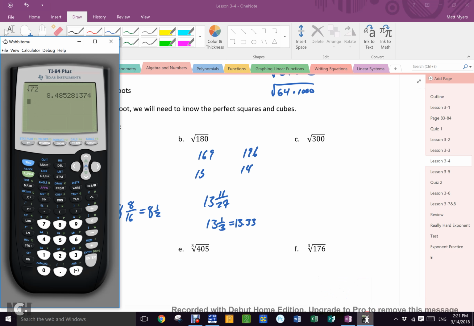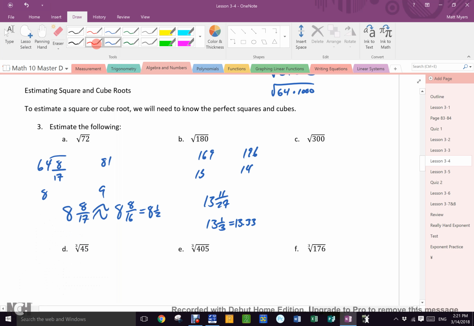Go to your calculator. Square root 180: 13.4. We said 13.333. Everybody see how it works? Try it with 300 on your own. Go. What's 300 between?